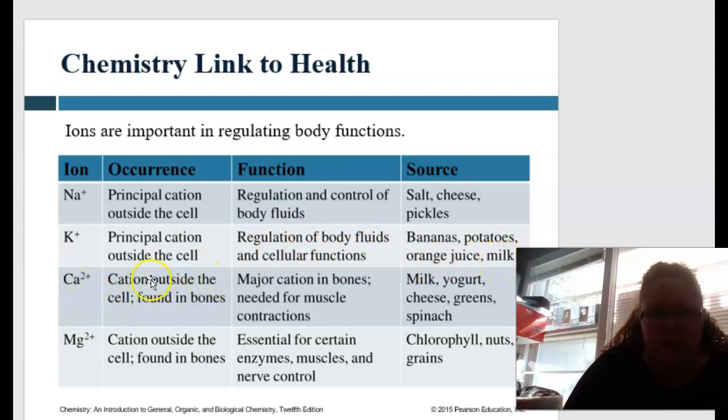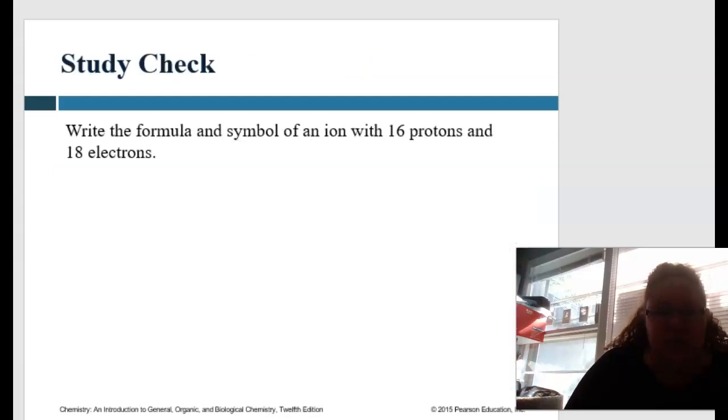Calcium. It's outside of the cell, found in bones. It is a major cation in the bones, and it's needed for muscle contractions. And we get this from milk, yogurt, cheese, greens, spinach, legumes, things like that. And then also magnesium is found inside the bones, and it's essential for certain enzymes, muscles, and nerve control. And where do we find those? In our leafy greens, so the chlorophyll, nuts, and grains. Okay, so it is important because we actually use these a lot, and we need them to essentially function.